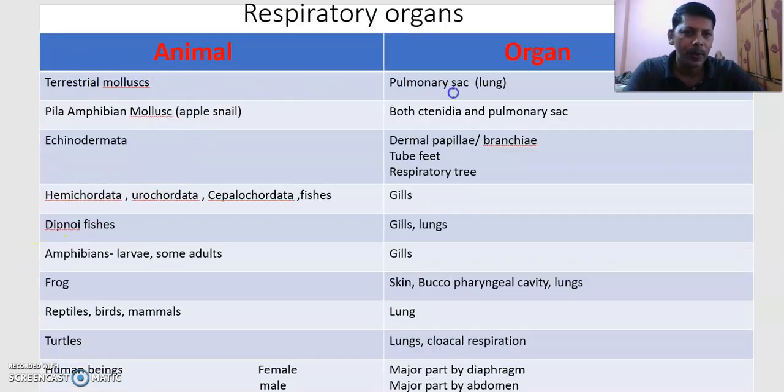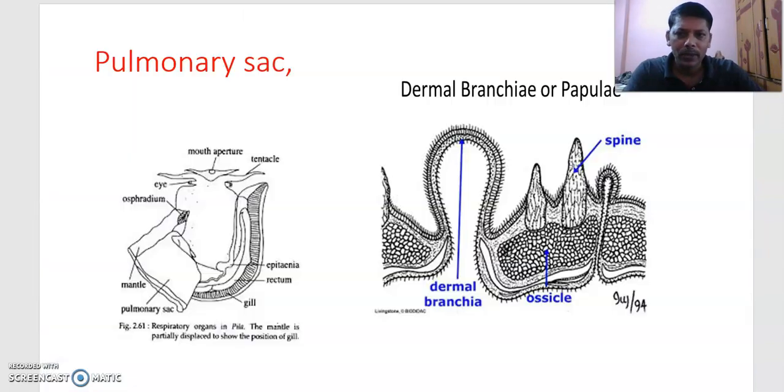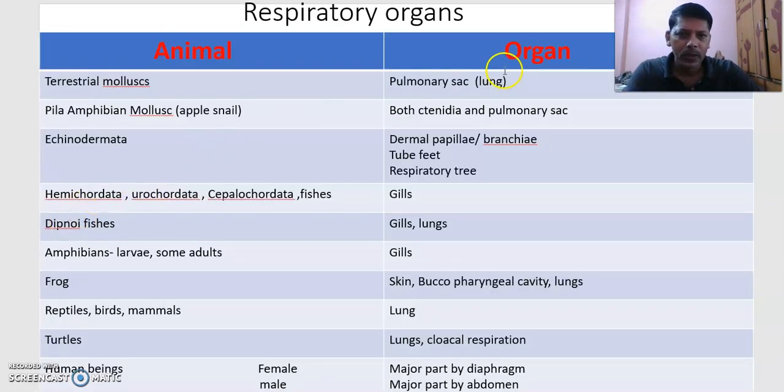Terrestrial molluscans have pulmonary sac. Observe here, this is the pulmonary sac. Pulmonary sac is the respiratory organ in which molluscans? Pulmonary molluscs. Next one, Pila globosa, apple snail.